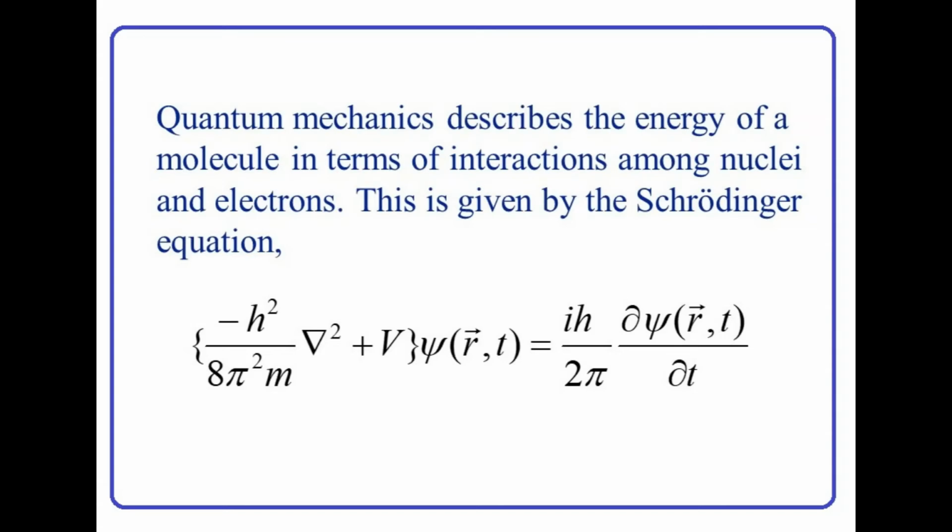Now let us start again. How can one solve this equation with quantum mechanics? Let's have a look at the wonderful equation of Schrödinger, which is a second order equation. Quantum mechanics describes the energy of a molecule in terms of interaction among nuclei and electrons, which is given by the famous equation of Schrödinger. Actually, the electrons try to maximize their attractive force with the nucleus, as indicated in the figure, and minimize the repulsive interactions with each other.